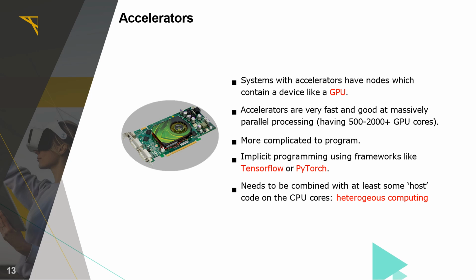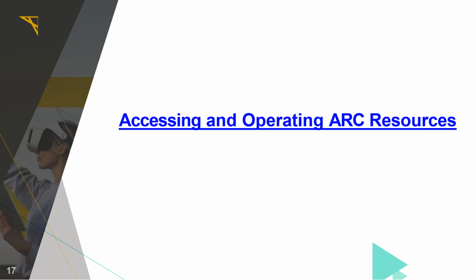So far, we've seen some definitions and some terms like clusters. We've talked about nodes and accelerators, and we've also talked about what the Digital Research Alliance of Canada offers. Now, let's see how we can access and operate these ARC resources.